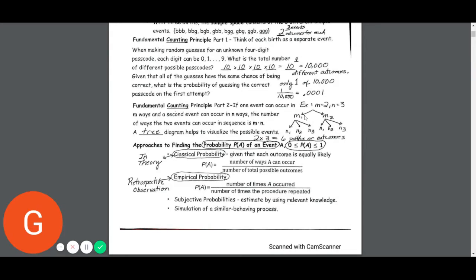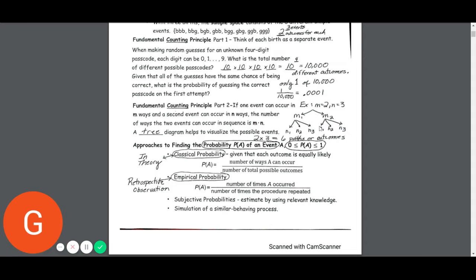So I'm letting M1 be my first pair of jeans, M2 is my second pair of jeans, and 1, 2, and 3 are our t-shirts. Well, I could combine our first pair of jeans with the first t-shirt or the second t-shirt or the third t-shirt, and I'd have 3 outfits right there. Or I could combine the second pair of jeans with the first, second, or third t-shirt, and I would have 3 more outcomes for a total of 6 outcomes.